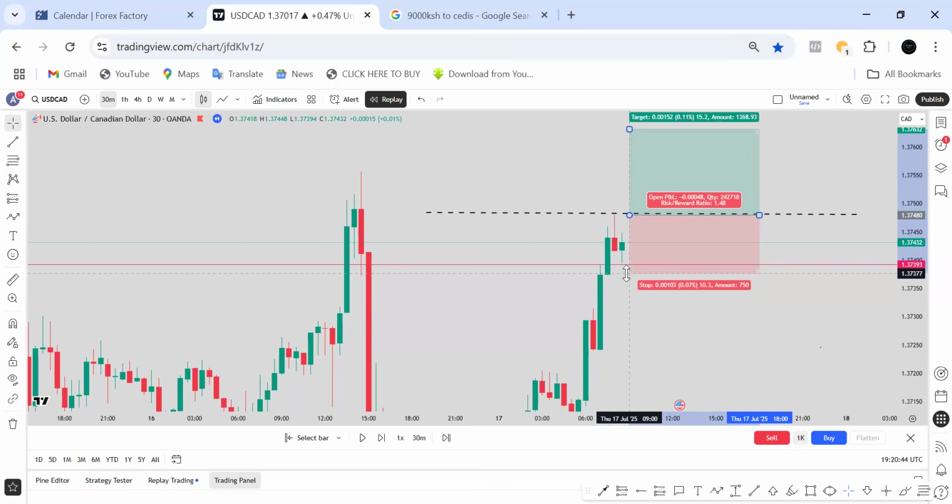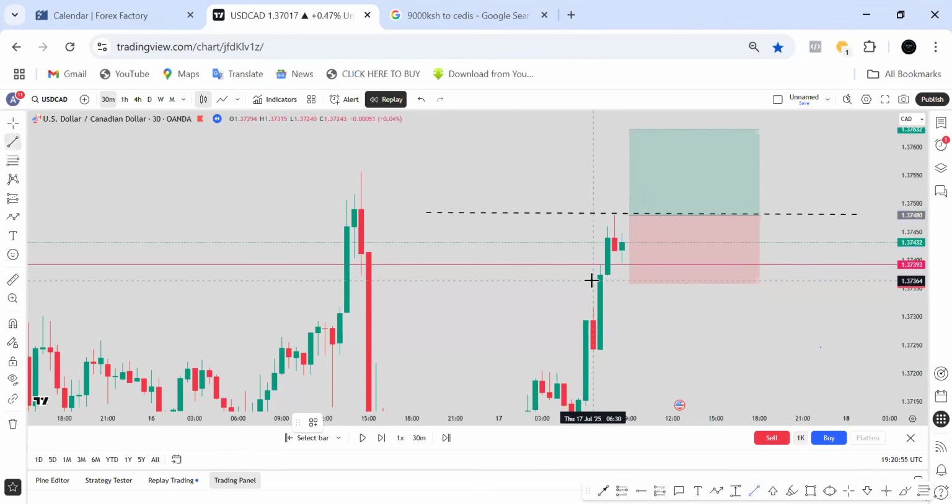Maybe you have to give it breathing room because of the spread and those things. So maybe you can place it over here. Don't make your stop loss tight. Let it breathe, because sometimes wicks can take you out. So maybe you can place it over here.